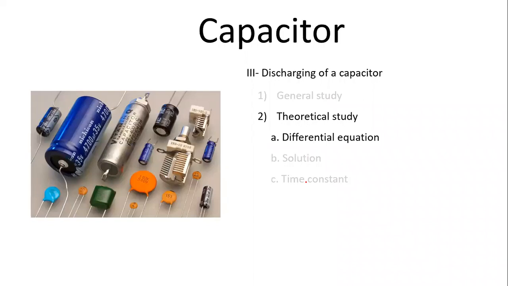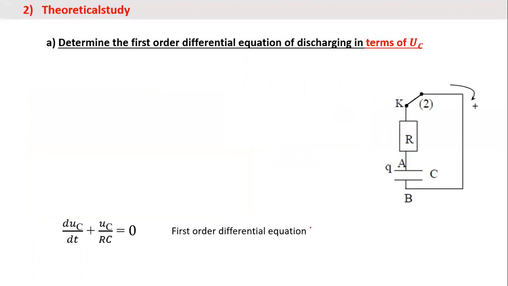So the differential equation of the process of discharging, like we said about the process of discharging, we'll talk about the discharging process and differential equation. So first we'll talk about the differential equation in terms of UC. Here, this is UC, you have the capacitor, the resistor. So we'll have the process of discharging.